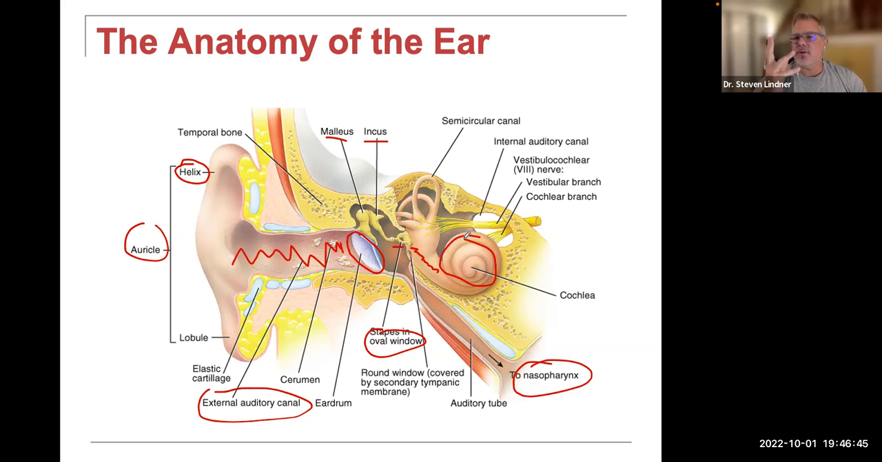So it's taking these sound waves and converting them at the sensory receptors of the ear, and it's going to relay that to the vestibulocochlear nerve, but the hearing portion is the cochlear branch. The vestibular branch deals with balance, the cochlear branch deals with hearing. So when people have a cochlear implant, it's really for the hearing.